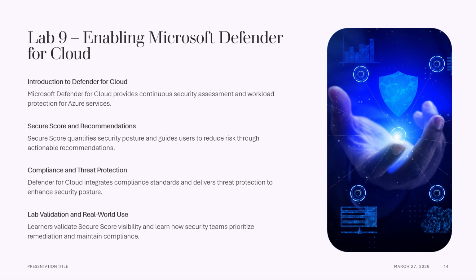Secure Score and recommendations: Secure Score quantifies security posture and guides users to reduce risk through actionable recommendations. Compliance and threat protection: Defender for Cloud integrates compliance standards and delivers threat protection to enhance security posture. Lab validation and real-world use: learners validate Secure Score visibility and learn how security teams prioritize remediation and maintain compliance.